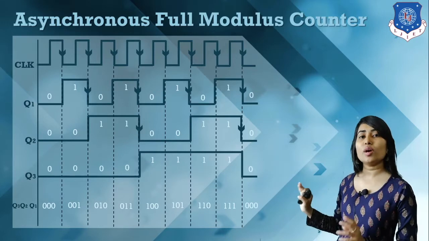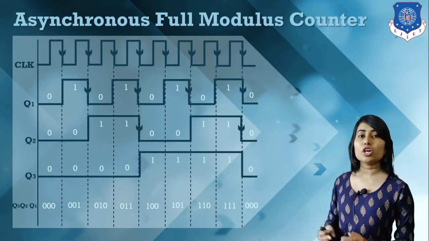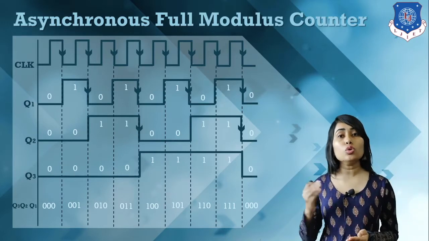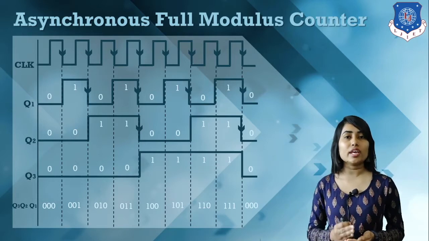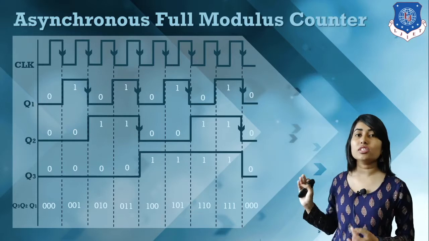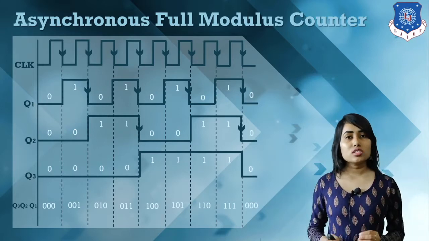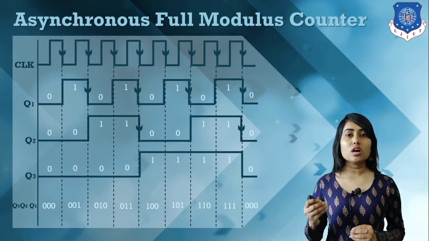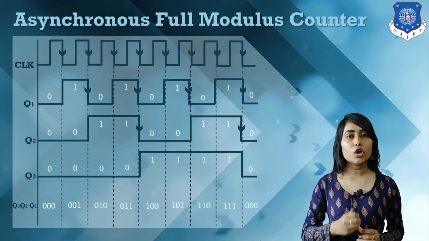So this is our full modulus counter, because 3 flip-flops go through all the possible states. That means here we have a total of 8 combinations. So here we have this mod 8 counter. This is how it will produce our output for this modulus counter.